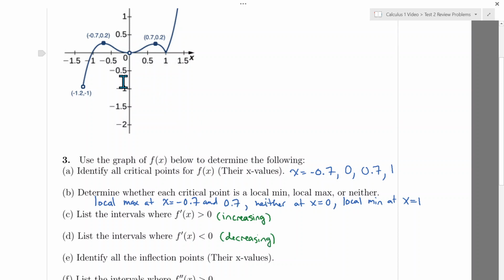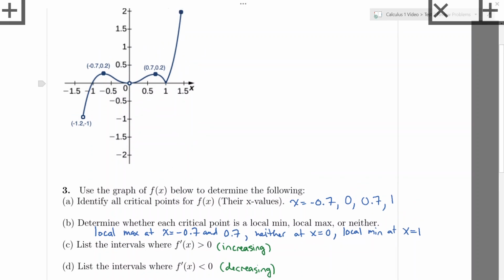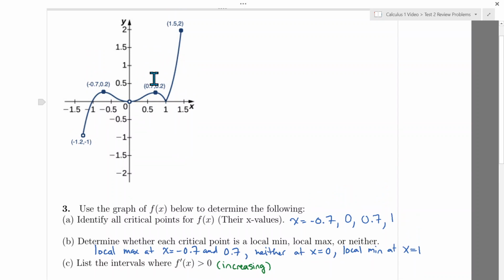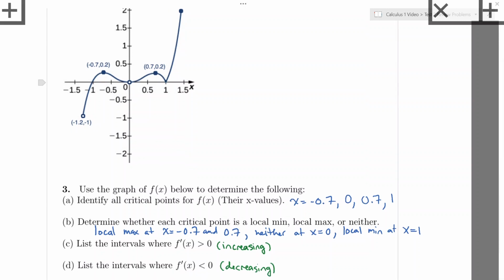Okay, so as always, when you're looking at the graph, you should go from left to right, and increasing means the graph is going up, like this, and decreasing means the graph is going down, like this. Also, when it's talking about intervals, it's intervals along the x-axis, right? So we're always reading off the x values here. It's increasing from this point to this point. So what are the x values? It's going from negative 1.2 to negative 0.7.